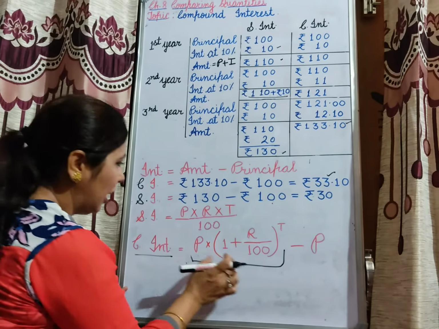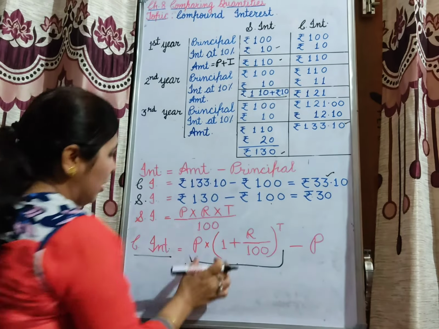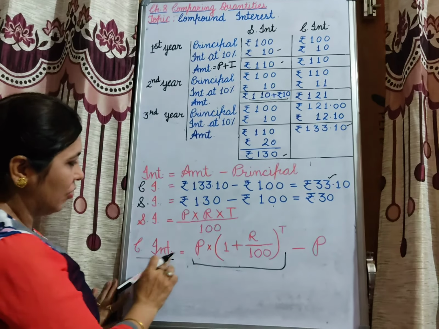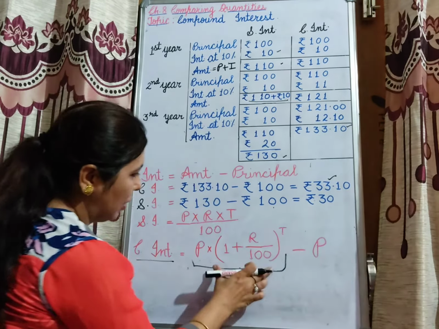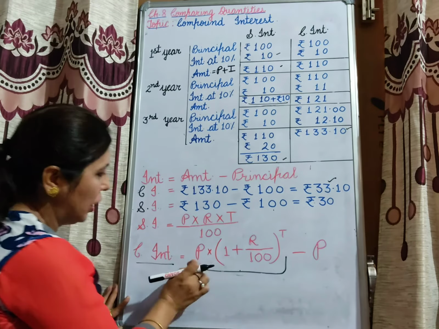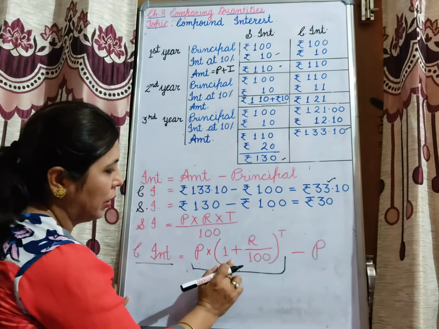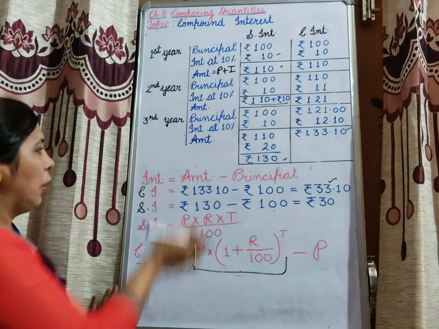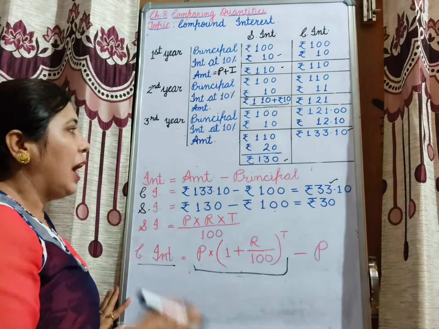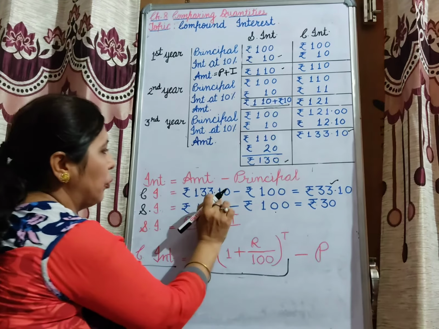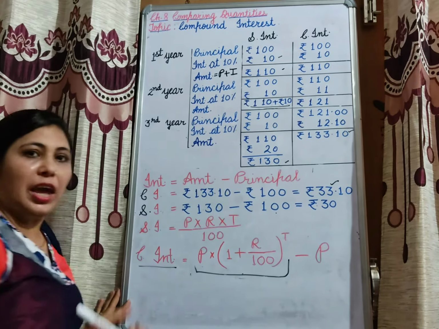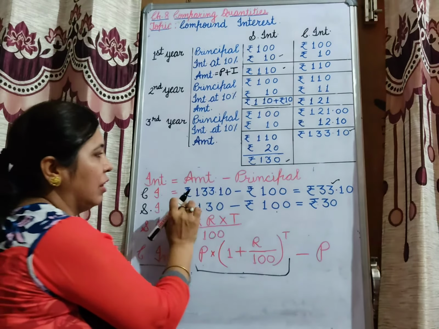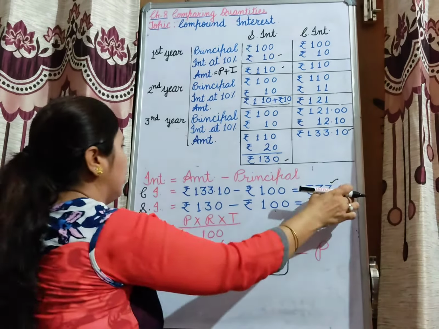Now we can relate this formula with this. For example, here interest is equal to amount minus principal. Here also same, interest is equal to amount minus principal. So we can say amount is equal to P into (1 plus R upon 100) whole power T. Now, this is the amount which we pay at the end of the year, and this is the principal, which is the money we borrow. We borrow this money and we have to pay after 3 years. The difference is known as interest.